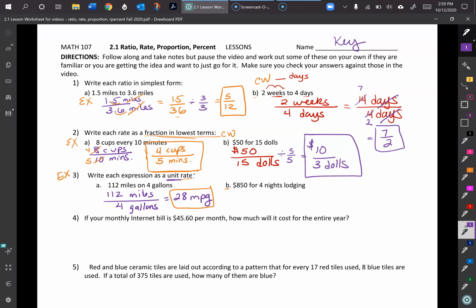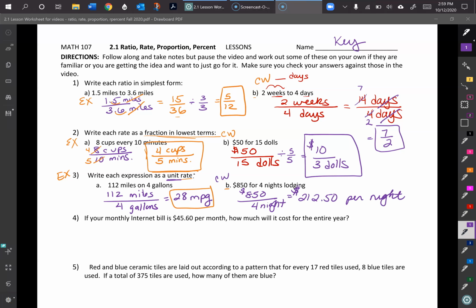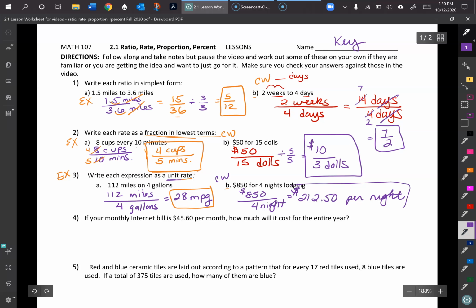For B, you can try that one on your own if you want, but we have $850 for 4 nights of lodging. So again, just go ahead and keep the units on there with it, and then divide out the 850 divided by the 4. And you would get your answer of $212.50 per night. Make sure you have your dollar symbol there as well.